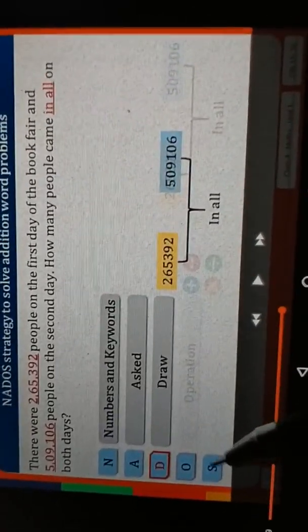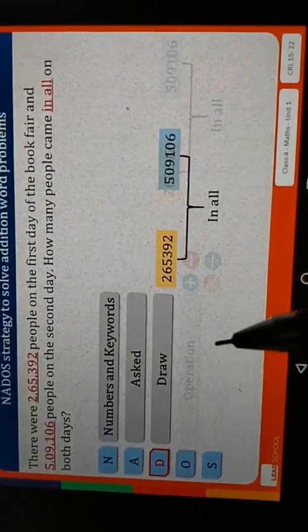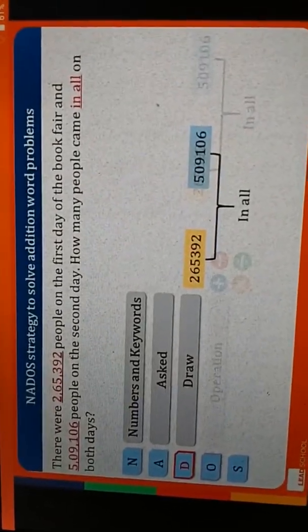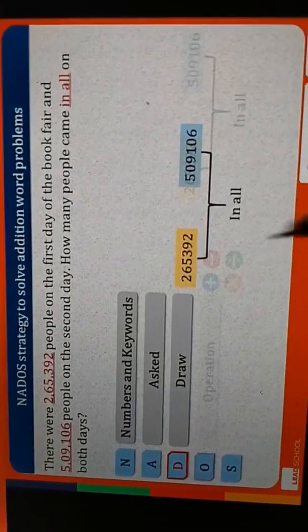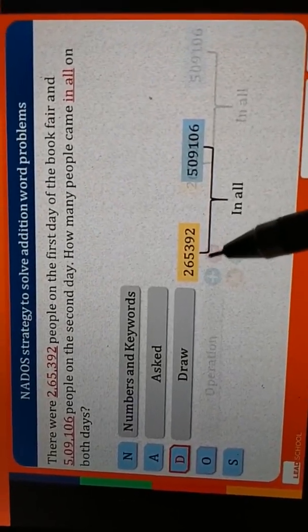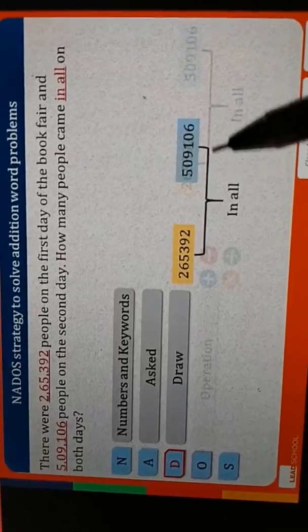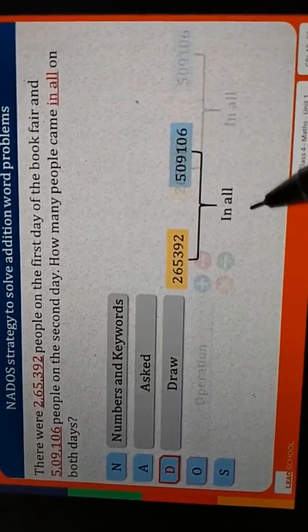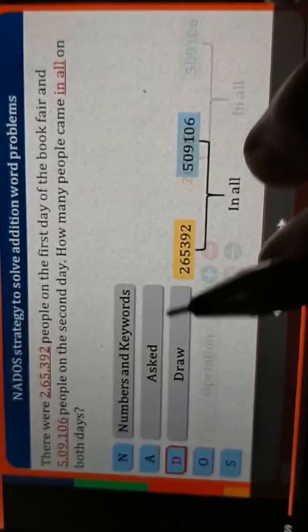Okay. D means draw. Why do we have to draw here? To understand the question easily. That's the reason we have to draw here like this: 2,65,392, 5,09,106, in all. Like that we have to draw it.